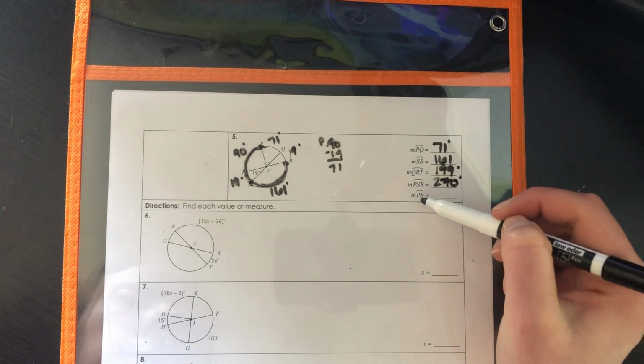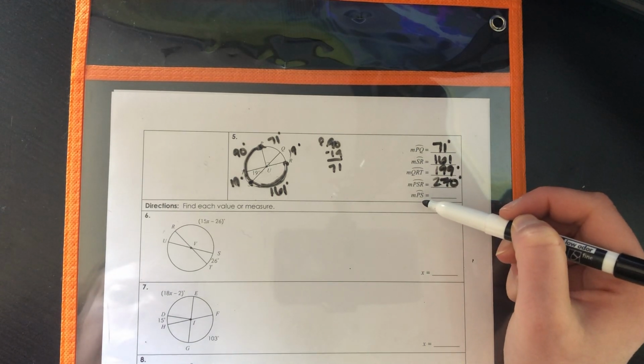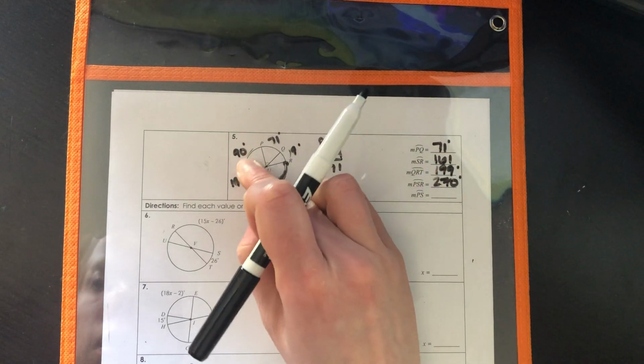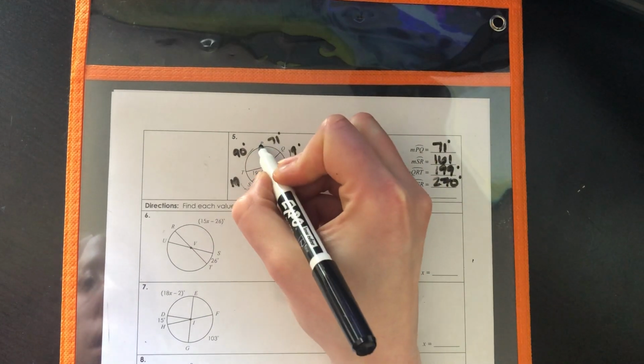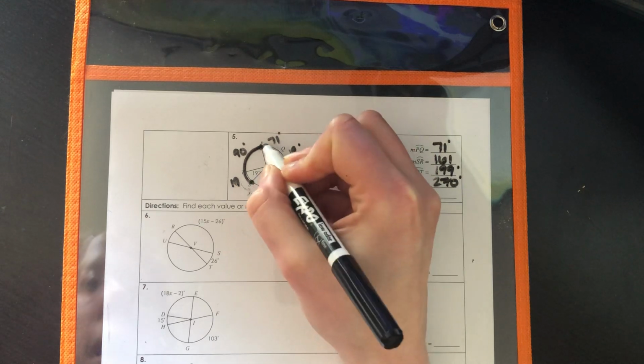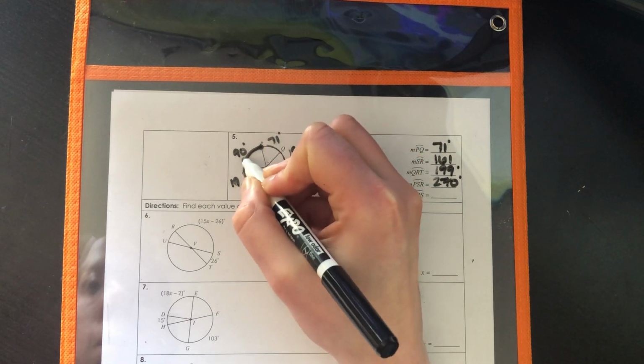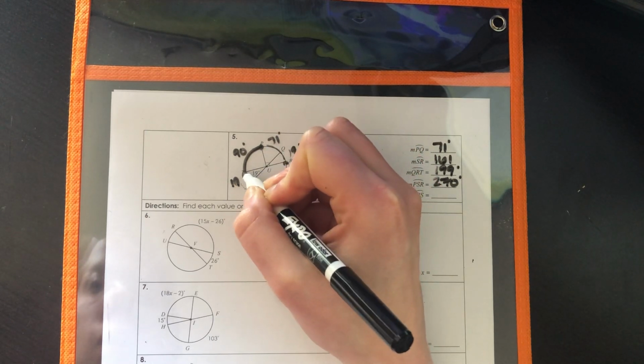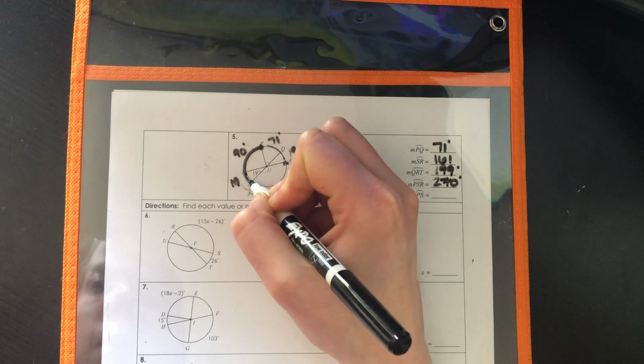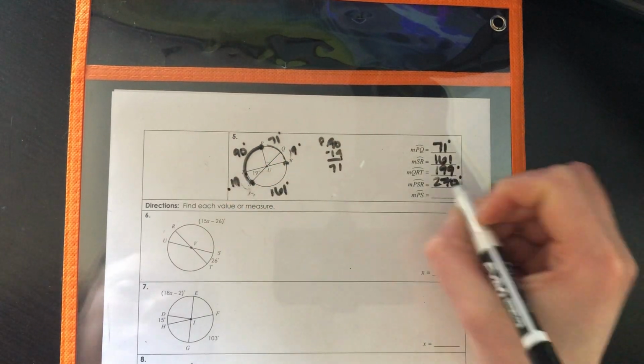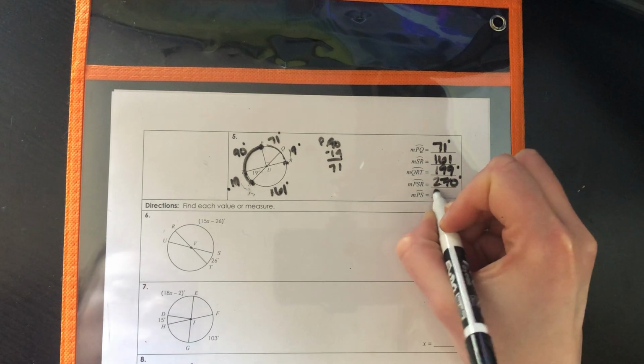And then arc PS is a minor arc. So arc PS, can't go this way, that's major. So PTS, it's okay if you pass a letter, but we want to stop at S. So 90 plus 19 is 109.